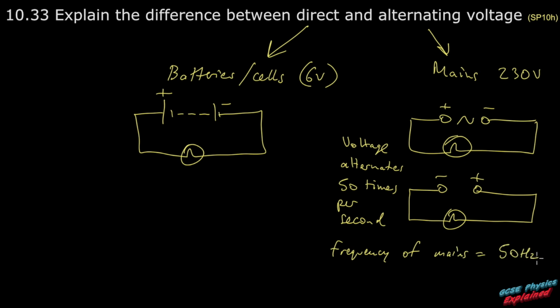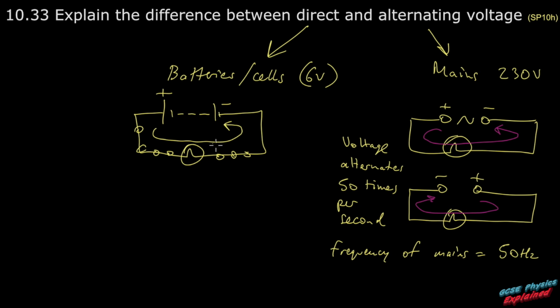50 Hz. Now with the battery, the direct voltage, it just constantly stays positive and negative. So what that means is the little charges, the little electrons, are always flowing in the same direction. Now I've done conventional current there, which goes from positive to negative. If we consider this circuit, what would happen is for a split second the electrons are flowing that way, and then another split second later they're flowing backwards again. So forwards, backwards, forwards, backwards.